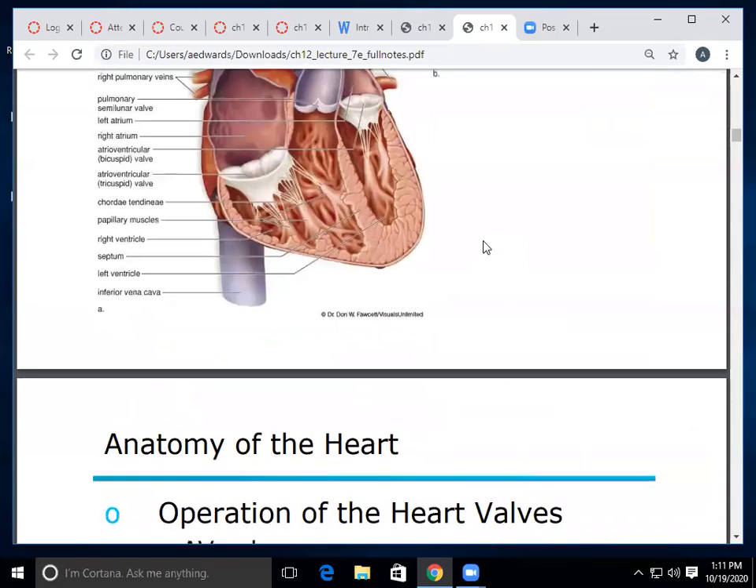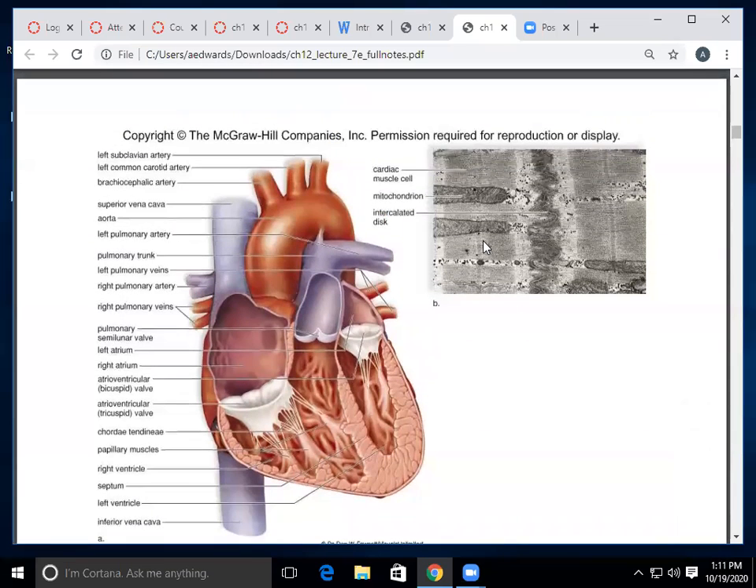All right, so before we go on to the valves a little more, I'd like to pause and let you all discuss the path of blood flow through the heart and the different structures that blood goes through. You can do this at home as well.